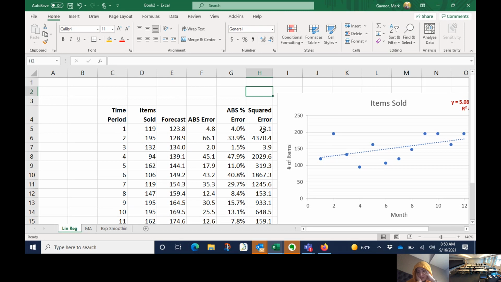But not 51%, it should be 23, it should just be 23. You want to take the formula here for squared error, which is just square the error. 4.8 times 4.8. Well, 4 squared is 16, 5 squared is 25, 4.8 is almost 5, so it should be closer to 25 than 16, and it is.